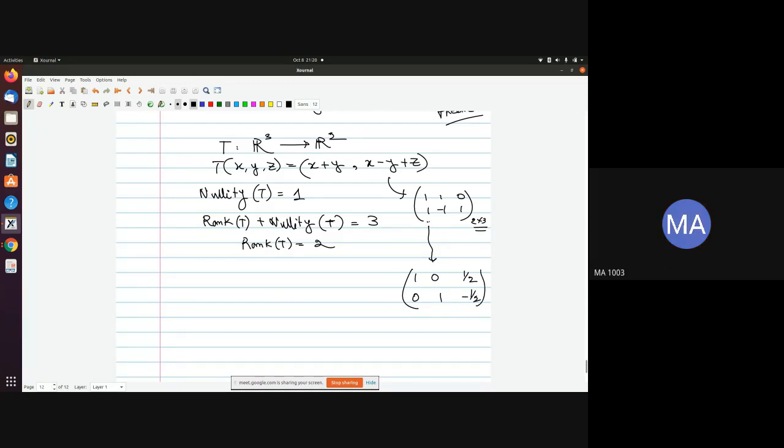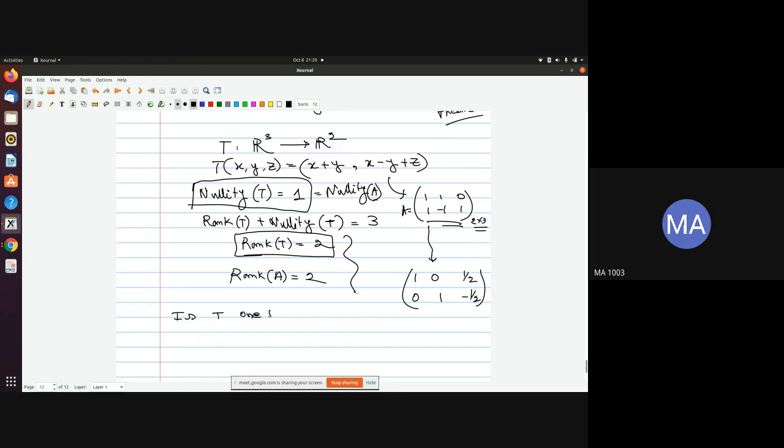So what was the rank of this matrix? 2, the number of non-zero rows. Sorry, this is the rank of A, and this was the nullity of A. This is what I was talking about. So now rank is 2 and nullity is 1. Now if I ask you, is T one-to-one, you will say no, right? Because nullity should be 0.